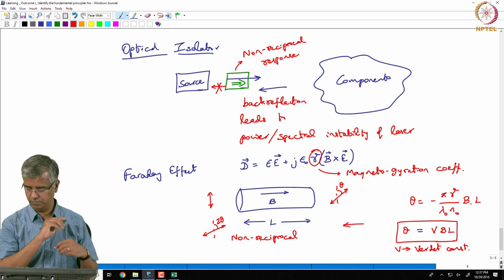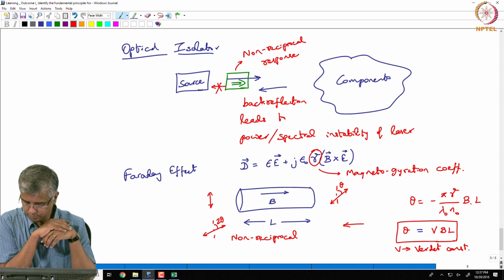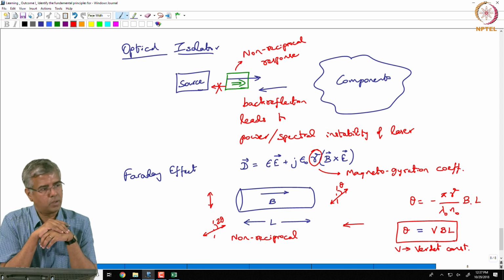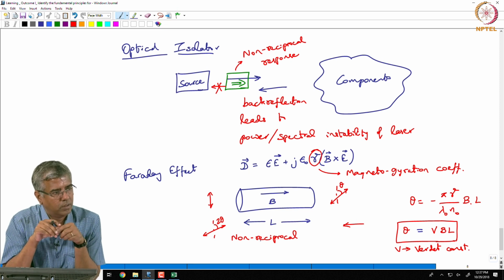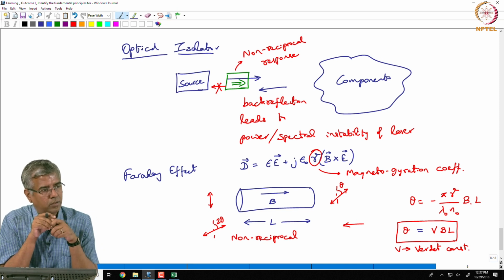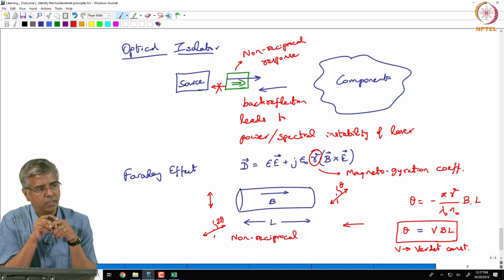Yes, that is a question. If we put this rod after that theta angle, with B in that direction, what will be the output there?